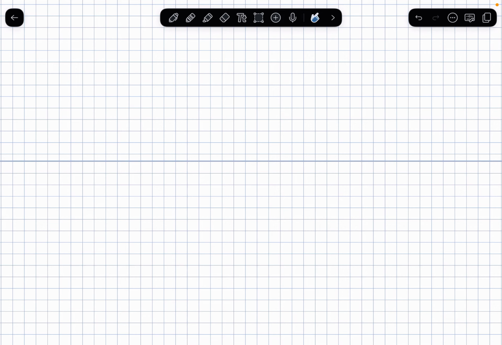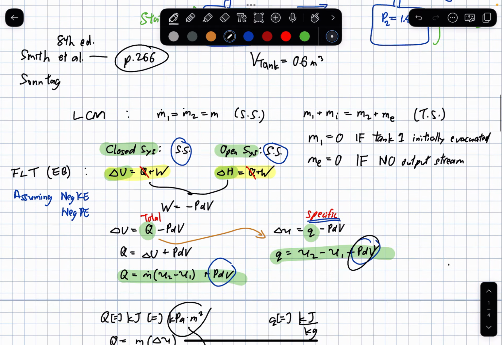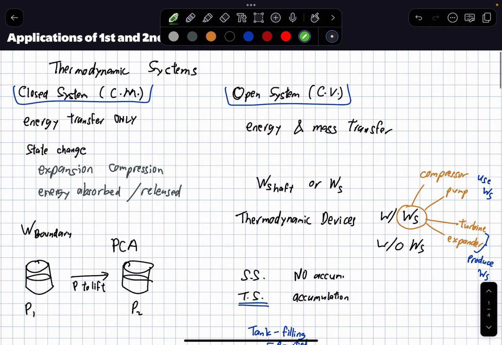Okay, let's start answering practice problems on the applications of first and second law of thermodynamics. Let's just have a brief recap of the kinds of questions we'll be encountering. So essentially, we have closed and open system.